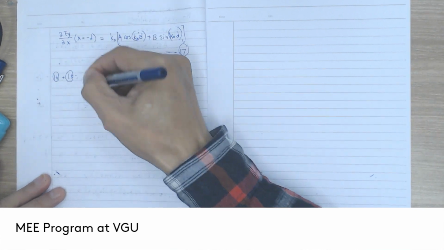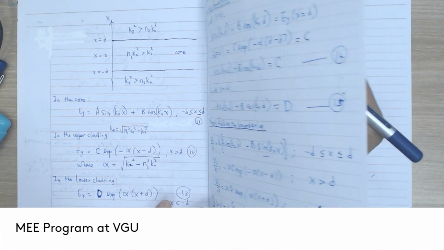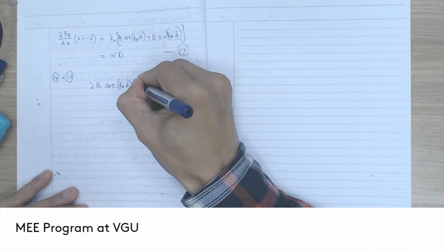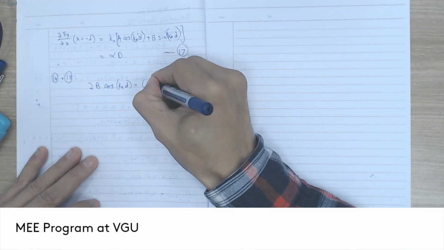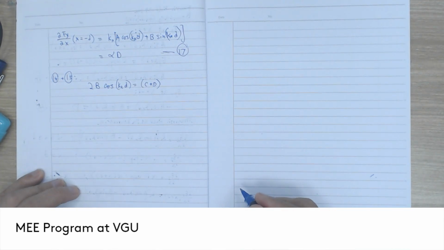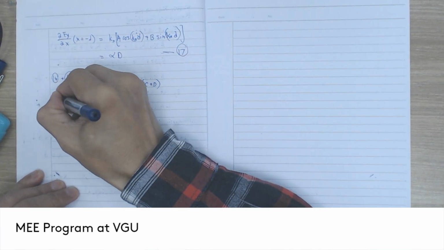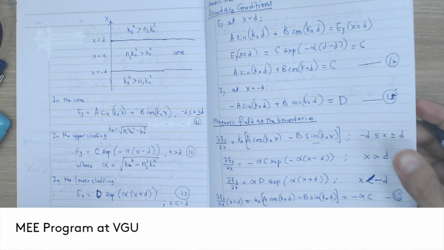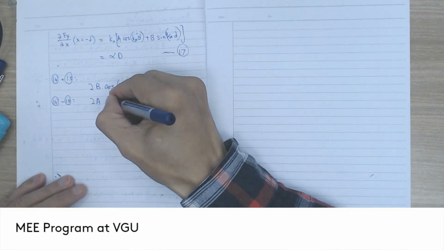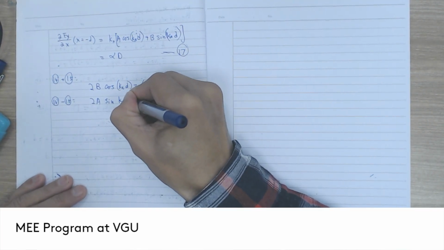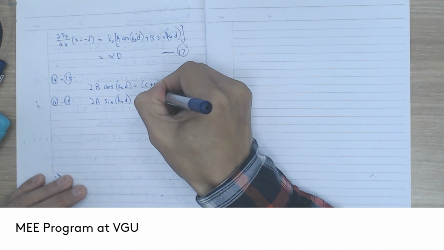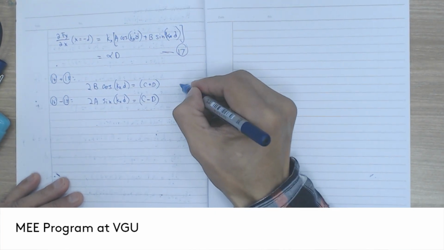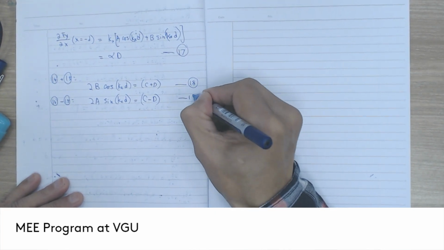So we get 2b cosine kx d equals c plus d. And we also try to get the difference, and you get a sine kx d equals c minus d. So these are very valuable equations. You can use them very, very efficiently. So this is 18 and this is 19.